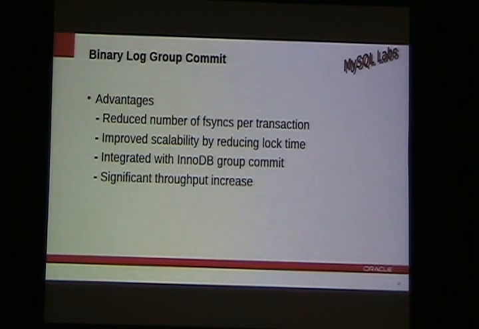So what is the advantage of this? Well, it reduces the number of fsyncs per transaction. It improves scalability by reducing lock time. Often when we want to do things in parallel on modern machines, the problem is all of these locks. So this reduces the lock time. This is integrated with the InnoDB group commit, so it works nicely. There was a huge performance improvement in 5.5 for InnoDB, and this will also make it work very nicely with the application. A significant throughput increase is what we expect from this. We haven't benchmarked this yet, so this is still really new.